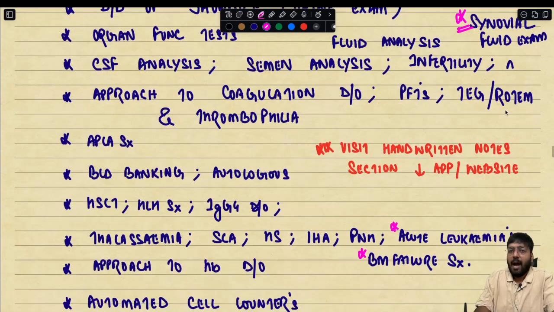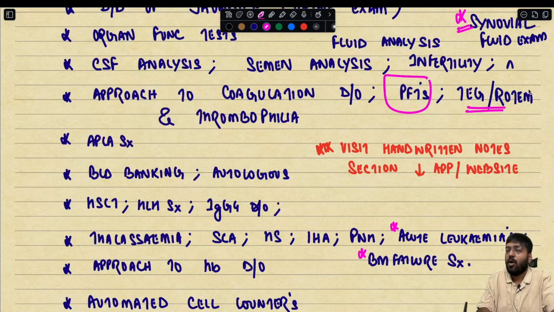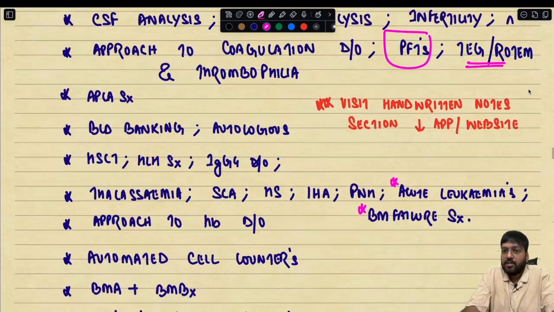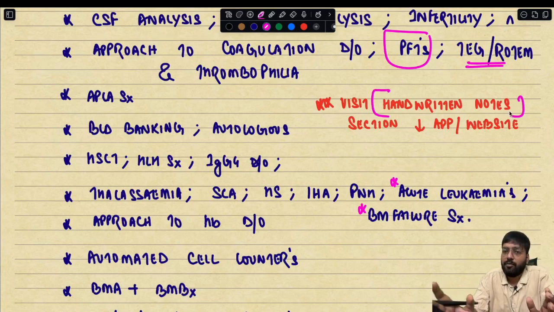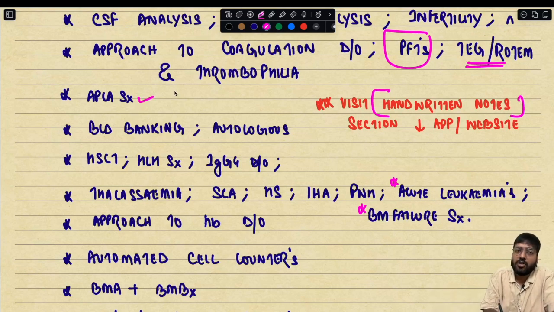Approach to coagulation disorder or approach to thrombophilia, then the platelet function test, thromboelastogram or ROTEM, again all this lecture has been covered. So as I'm going forward, just remember, if you are not able to find a particular video, then please search the handwritten notes section in the website application. A lot of questions from here, the notes of which are present inside the handwritten notes section. Okay. Then next important question is APLA syndrome.